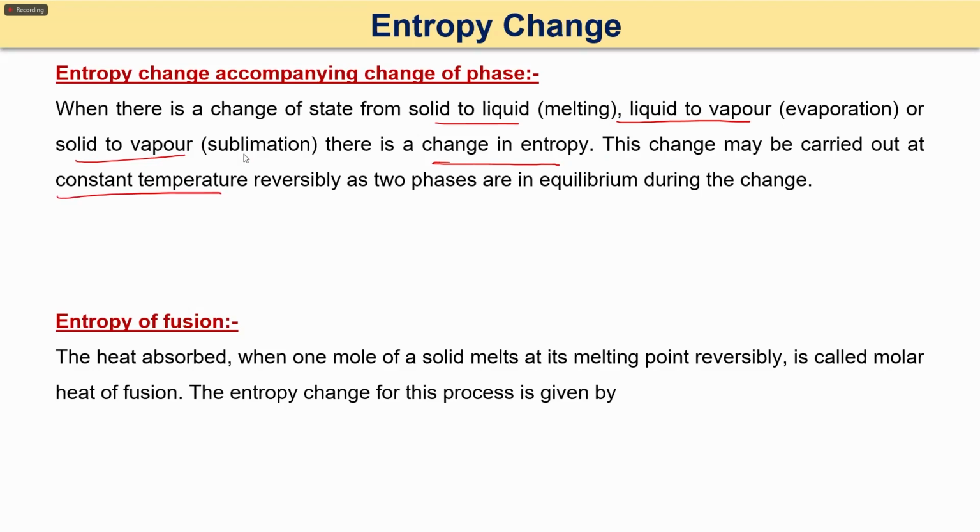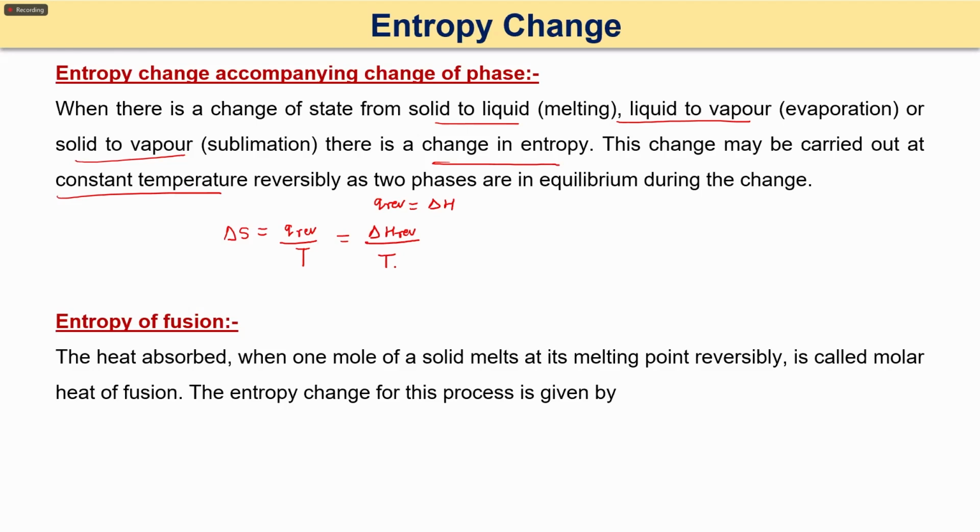So if that is the case, what will be your delta S? In that case, your delta S will be Q reversible divided by temperature T, which means that your Q reversible is equal to delta H. So it will become delta H reversible at constant temperature.